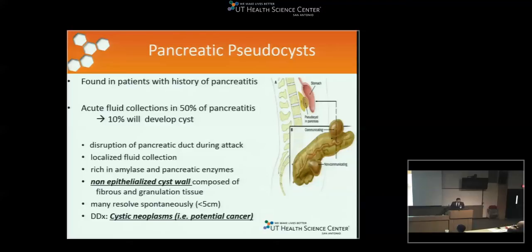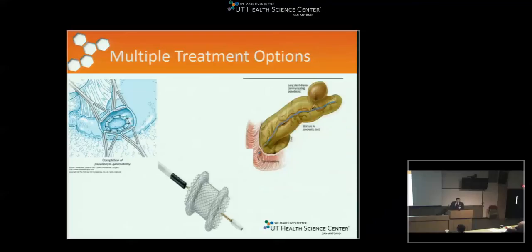Importantly, though, on our differential diagnosis, we need to include our cystic neoplasms, i.e. potential cancers, which can be confused for pancreatic pseudocysts in the right clinical situation. There are multiple treatment options that I bring up only to discuss in the context of mismanaging mucinous neoplasms.